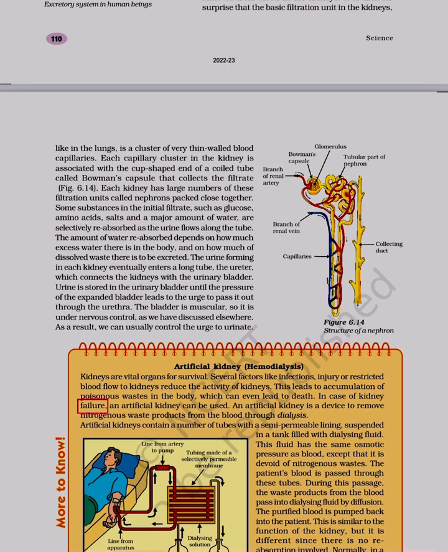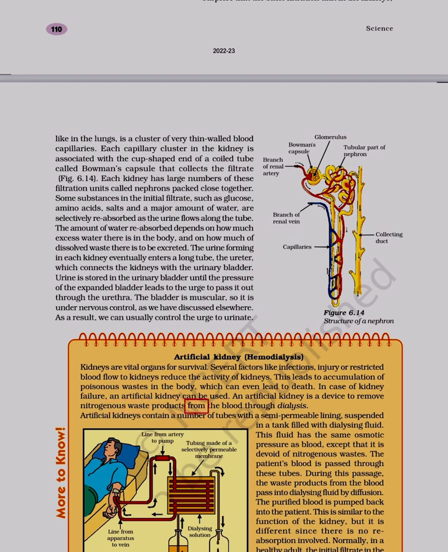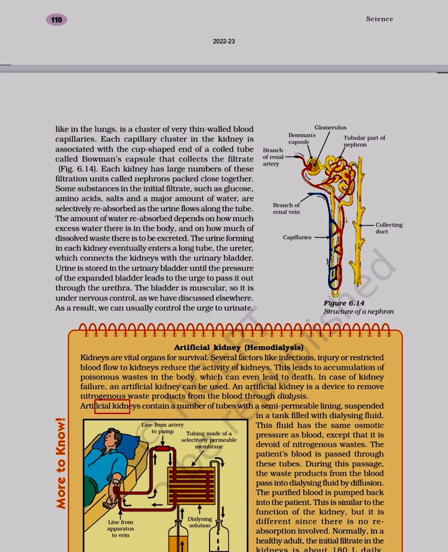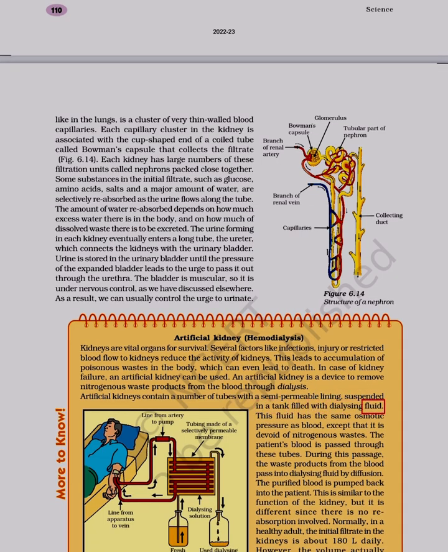In case of kidney failure, an artificial kidney can be used. An artificial kidney is a device to remove nitrogenous waste products from the blood through dialysis. Artificial kidneys contain a number of tubes with a semi-permeable lining, suspended in a tank filled with dialysing fluid.